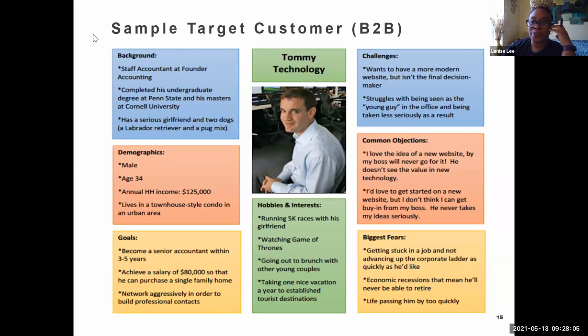Right. And these challenges and common objections and biggest fears won't become clear probably within the first meeting, but getting to know your sample target market will help you learn more about the biggest fears, the common objections, and the challenges that they face.